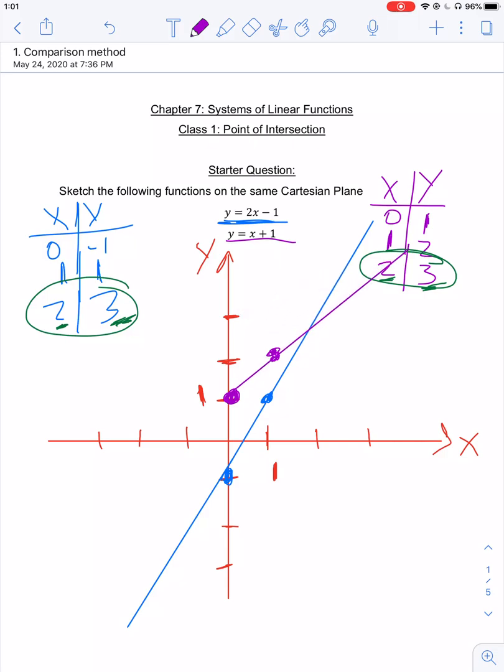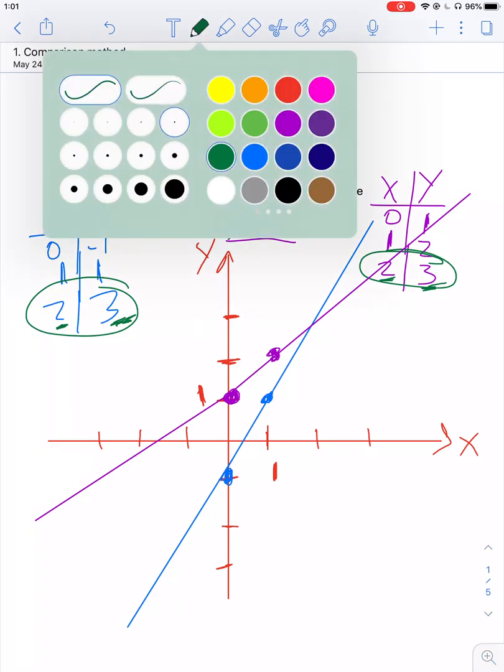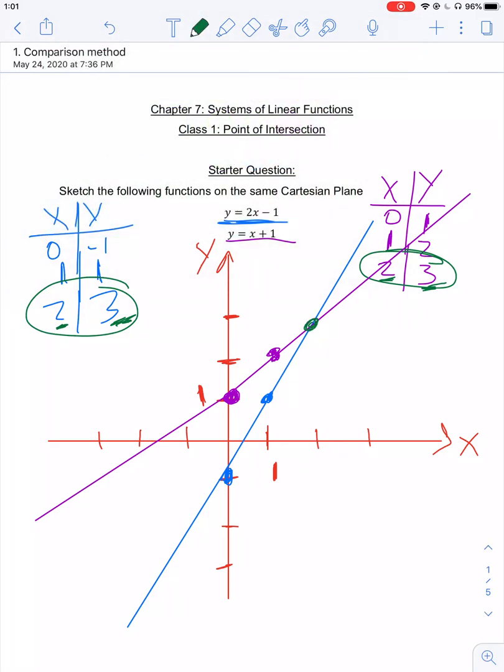And this is your special point. I'm just going to put the special point here in green. So this is a special point, right? This is the point (2, 3). As you can see at this point, we call this the point of intersection.